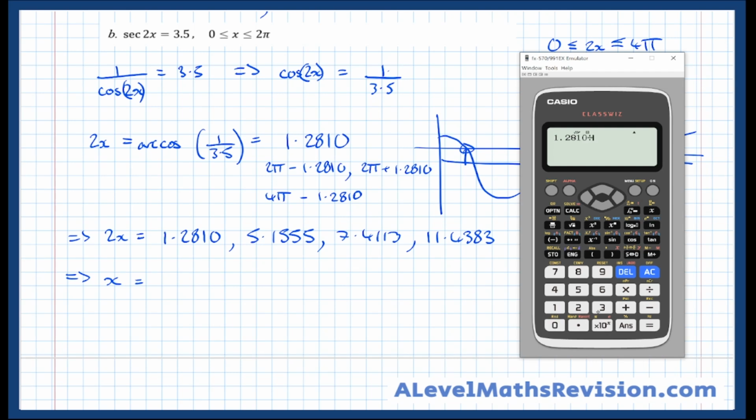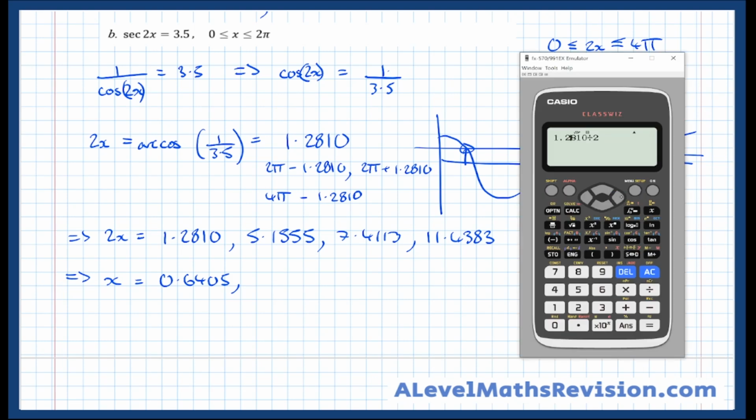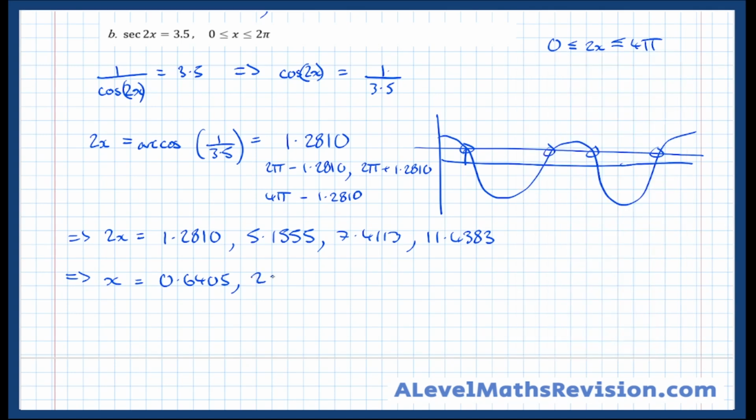Which finally means that x equals, and divide all of those by 2, so 1.2810 divided by 2 equals 0.6405 to 4 significant figures. Then we'll change that to 5.1555 divided by 2 equals 2.578 to 4 significant figures, like that.